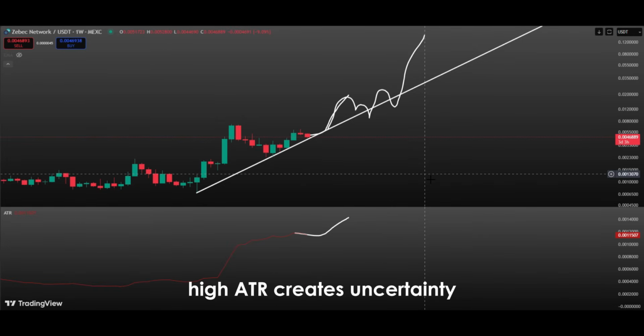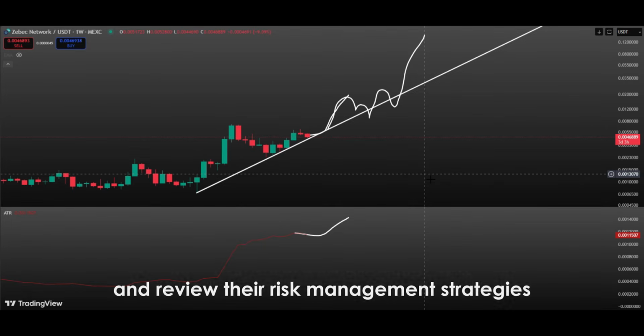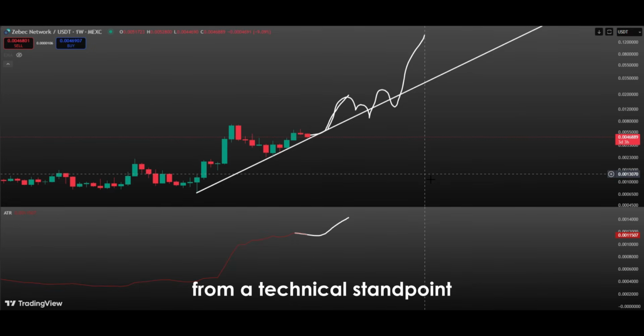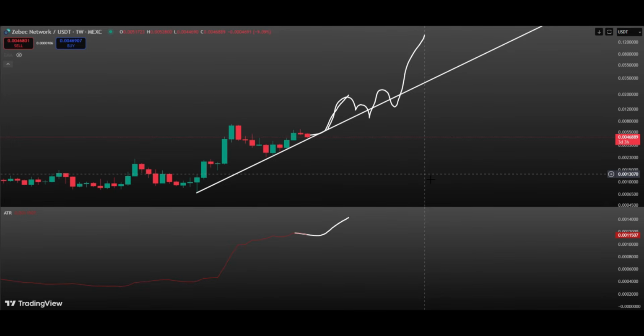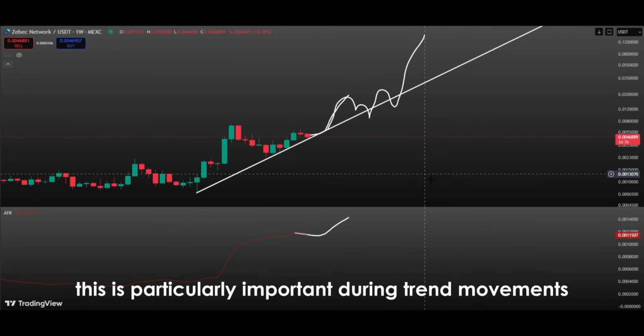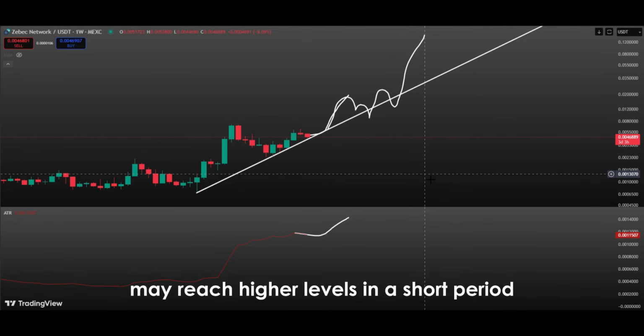High ATR creates uncertainty in price fluctuation in the market, prompting traders to set stop-loss levels more carefully and review their risk management strategies. From a technical standpoint, a rising ATR increases the potential for sudden price surges. This is particularly important during trend movements, as a rising ATR in an uptrend suggests that the price may reach higher levels in a short period.